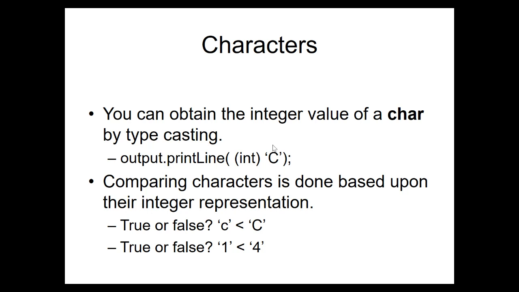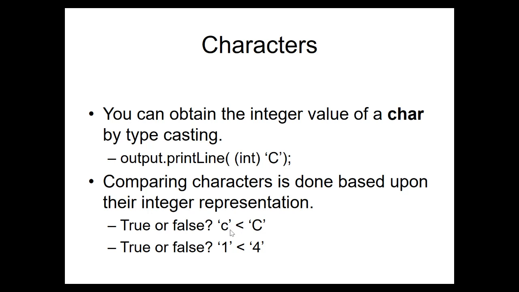We can do the opposite. We could say, in single quotes, uppercase C, we want to know the ASCII code for that. We can cast it to an int, and we can print that thing. Also, characters, you can compare them using greater than, less than, equal to symbols. And these are all very simple to do. It just works as you would guess.